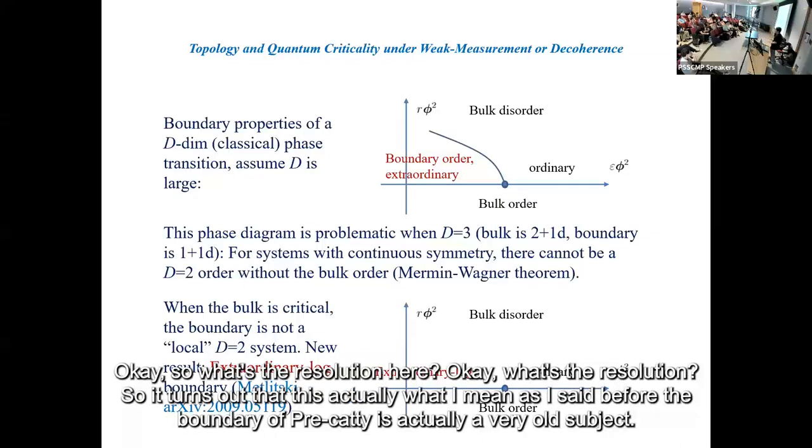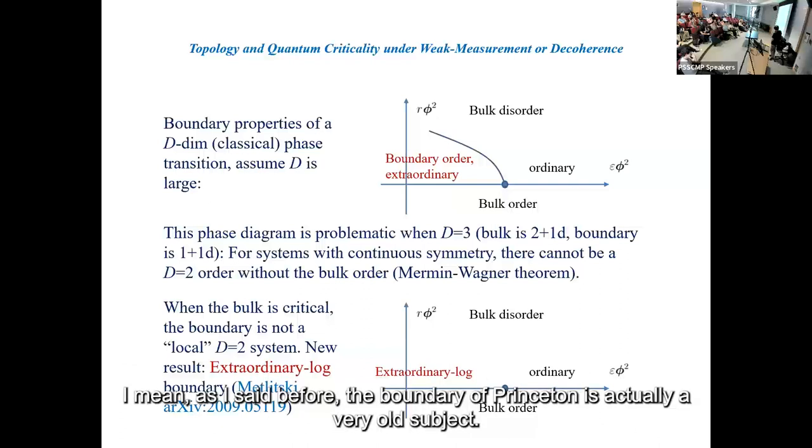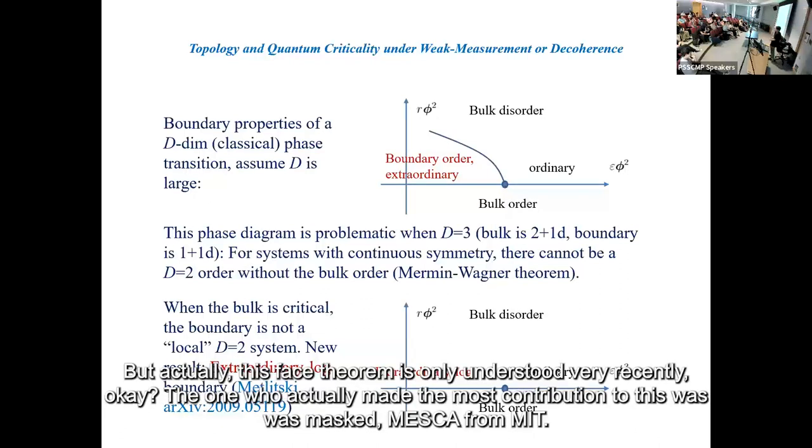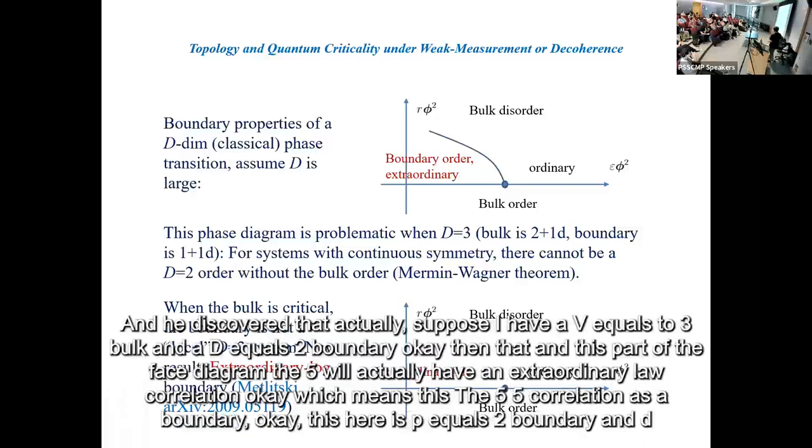It turns out that, as I said before, boundary criticality is a very old subject, but this phase diagram is only understood very recently. The one who made the most contribution to this was Max Metlitski from MIT, and he discovered that if we have a d equals 3 bulk and a d equals 2 boundary, then in this part of the phase diagram, phi will have an extraordinary log correlation.